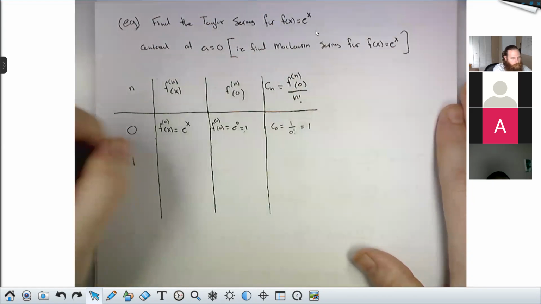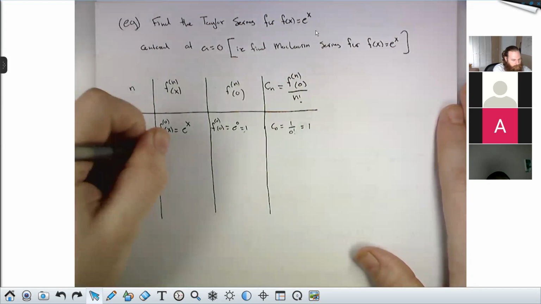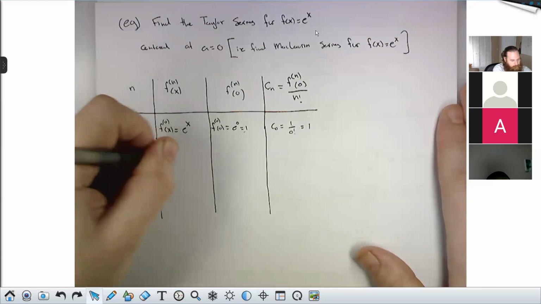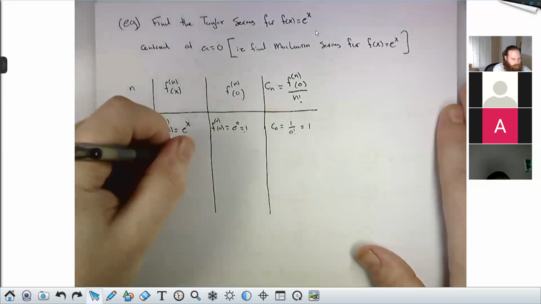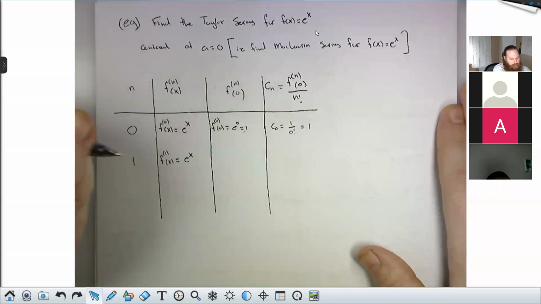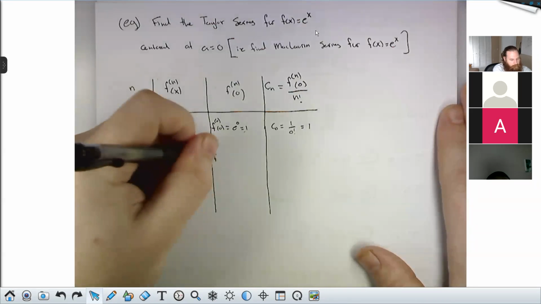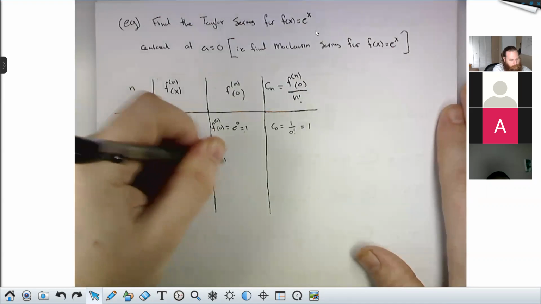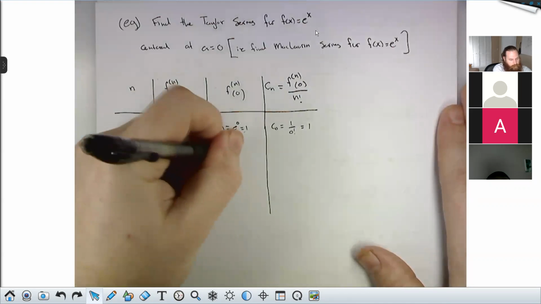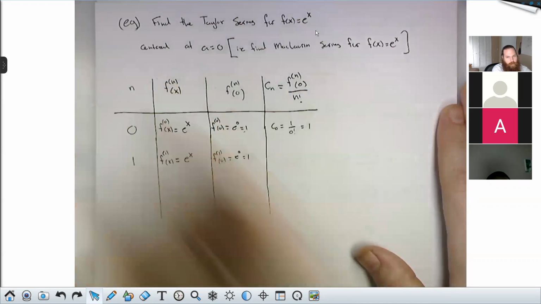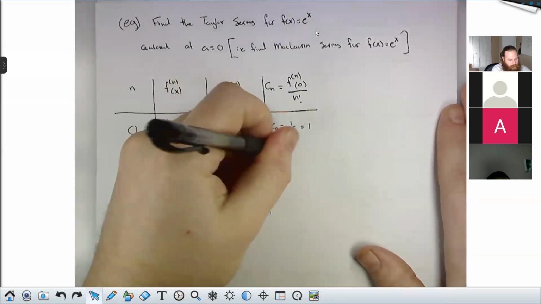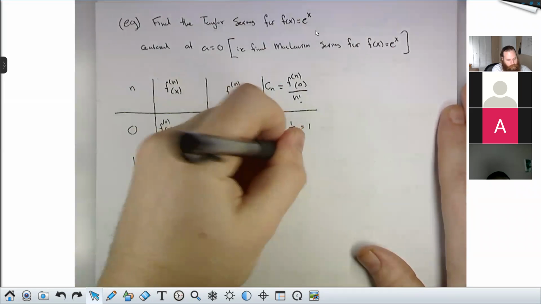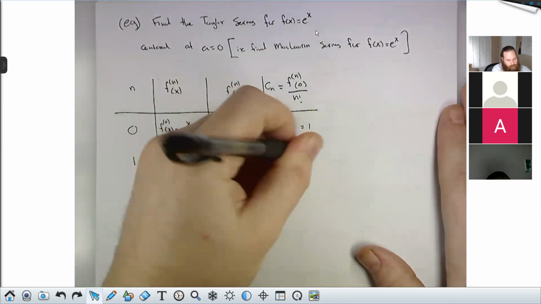When n is equal to 1, f1 of x, the first derivative, if I differentiate e to the x once, I get e to the x. So f1 of 0, I plug in the center, is still e to the 0, which is still 1. So C1 is 1 over 1 factorial, which is still 1.